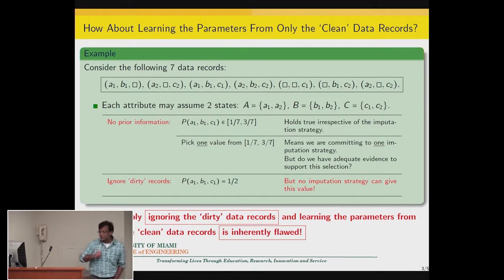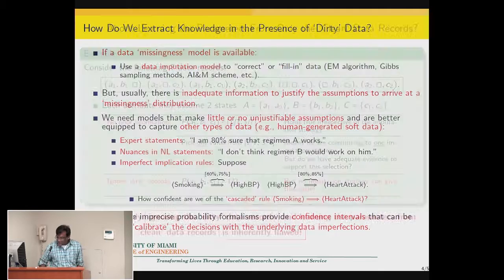On the other hand, if you ignore the dirty records, in this particular case there are only 2 clean records, I think these 2. You can see the probability of A1, B1, C1 is half. And half is outside that interval of 1/7 to 3/7, which basically means no imputation strategy can give this value. So this very simple example illustrates that ignoring dirty data records is inherently flawed. You cannot use it. Simply ignoring the dirty data records and learning the parameters from clean records is not right. You get wrong results.